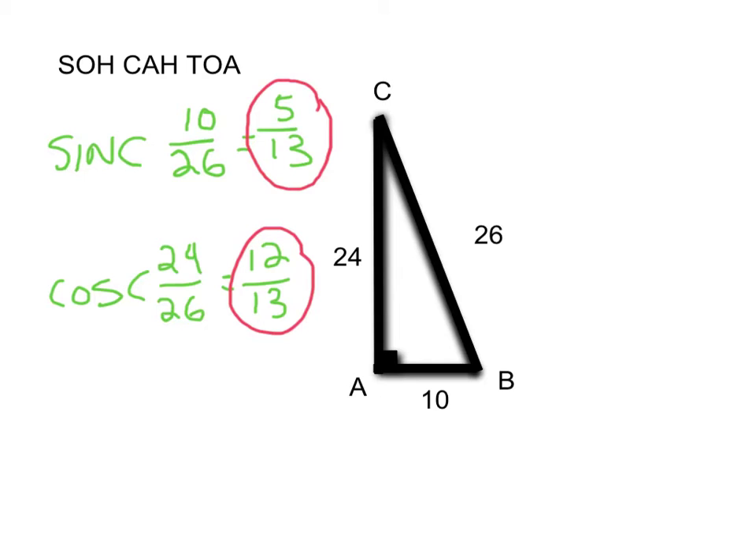And then our tangent, TOA, would be opposite over adjacent. So again, we're going to stay with our C. We'll just go the tangent of C. And this one we're looking for the opposite. The opposite side would be down here over the adjacent. So it would be 10 over 24. And again, we've got to reduce that one, would be 5/12.